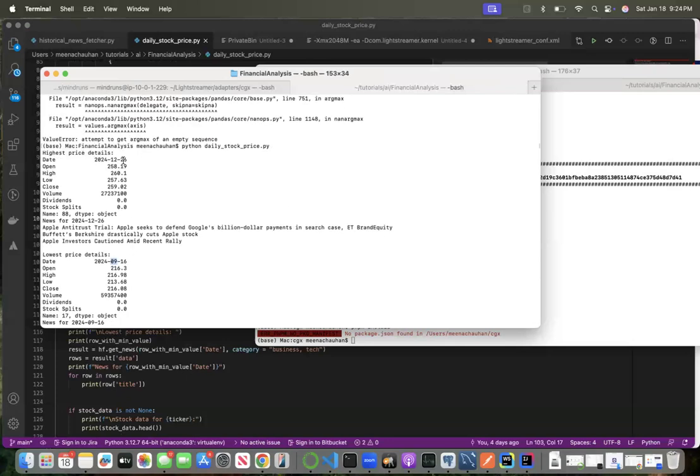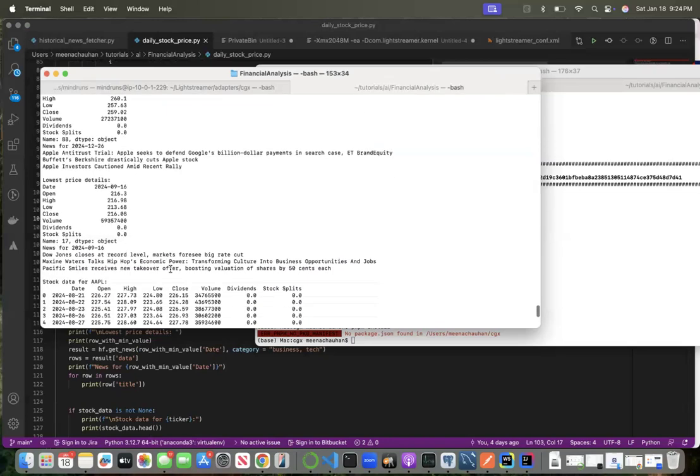So the highest price was on December 12th. What happened? Apple antitrust trial. Apple seeks to defend Google's billion-dollar payment in search case. Drastically cuts Apple stock. Oh God. Apple investors cautioned amid recent rally.